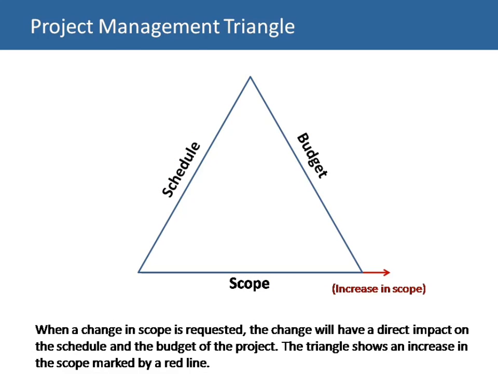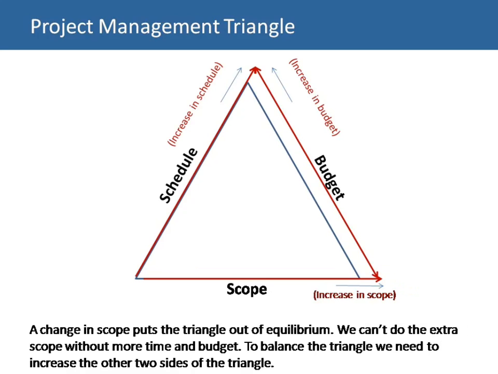When a change in the scope is requested, the change will have a direct impact on the schedule and the budget of the project. The triangle shows an increase in the scope marked by a red line. So we have an increase in our scope. A change in the scope puts the triangle out of equilibrium. We can't do the extra scope without more time and budget.